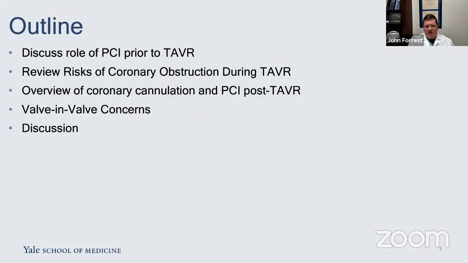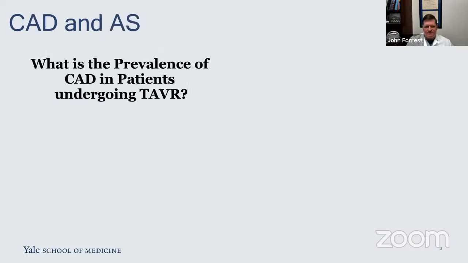So really what I'd like to do is discuss the role of PCI prior to transcatheter aortic valve, review some of the risks for coronary obstruction that occur during TAVR, take a look at some tips and tricks of how to engage coronaries after TAVRs have been done, and then talk a little bit about valve in valve, because I do think that's a special area where there are some concerns.